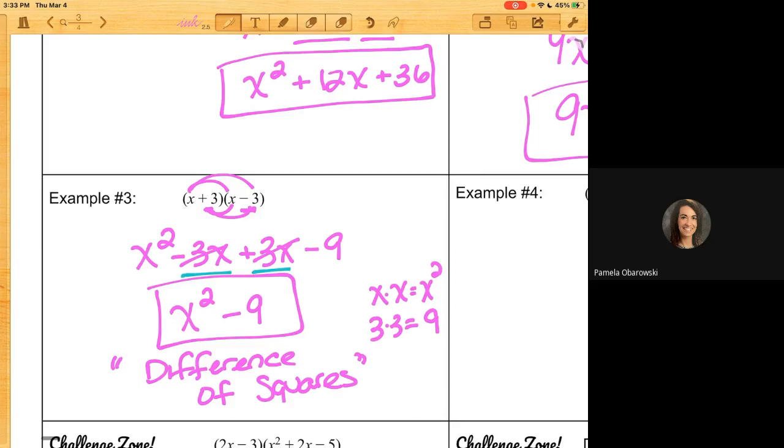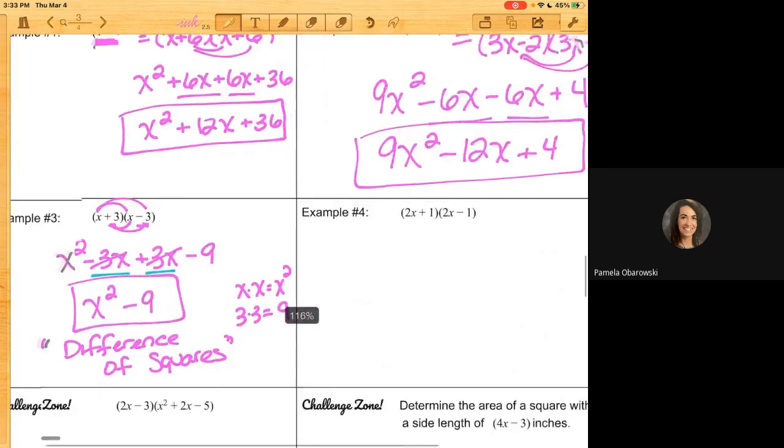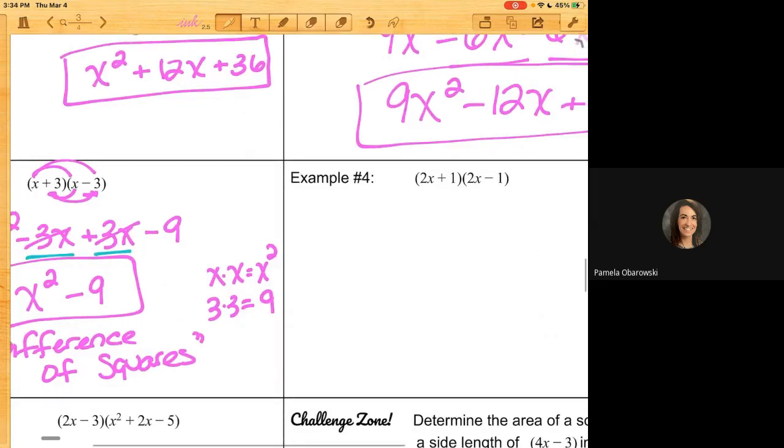The reason why that turned into a binomial instead of a trinomial is because the 3's had opposite signs. So when we combine our like terms, the 3 and the negative 3, those canceled out and our middle term disappeared. So that's kind of a special case in math we call the difference of squares.